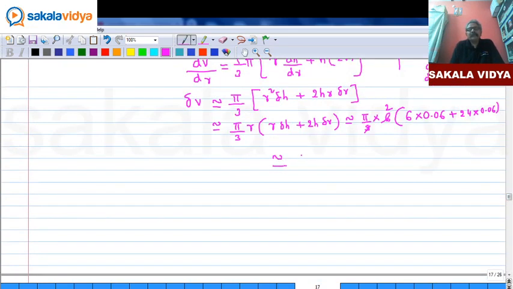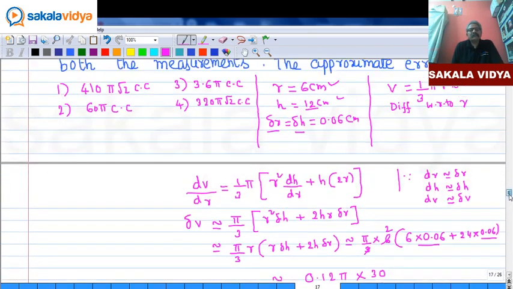Approximately equal to 0.06 common, that will be 0.12 pi multiplied by 30. So, approximately equal to 360 pi. How many points? 2 points. So, approximately equal to 3.6 pi. So, third option is the right option.